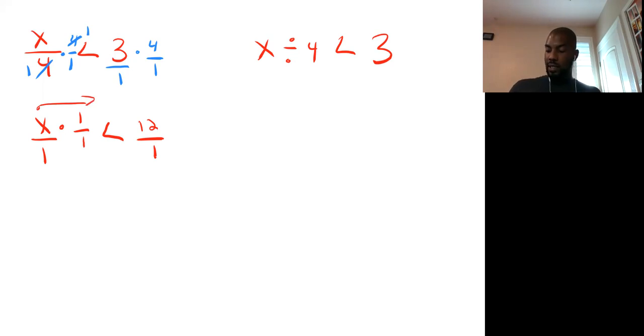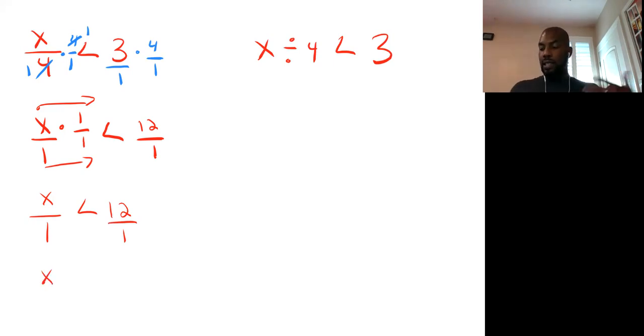X times 1 is x. 1 over 1 is 1, or 1 times 1 is 1. X is greater than 12 over 1. Any number divided by 1 is itself. So in this case, x divided by 1 is x, is greater than 12 divided by 1 is 12. That's if you're going to use fractions. If you feel comfortable using fractions, go ahead.